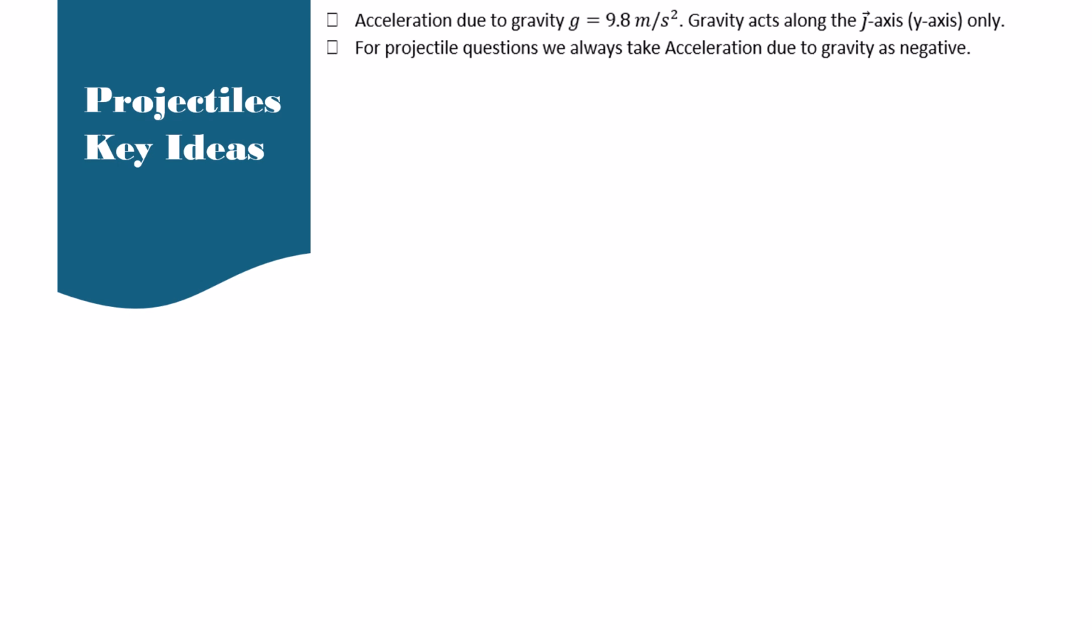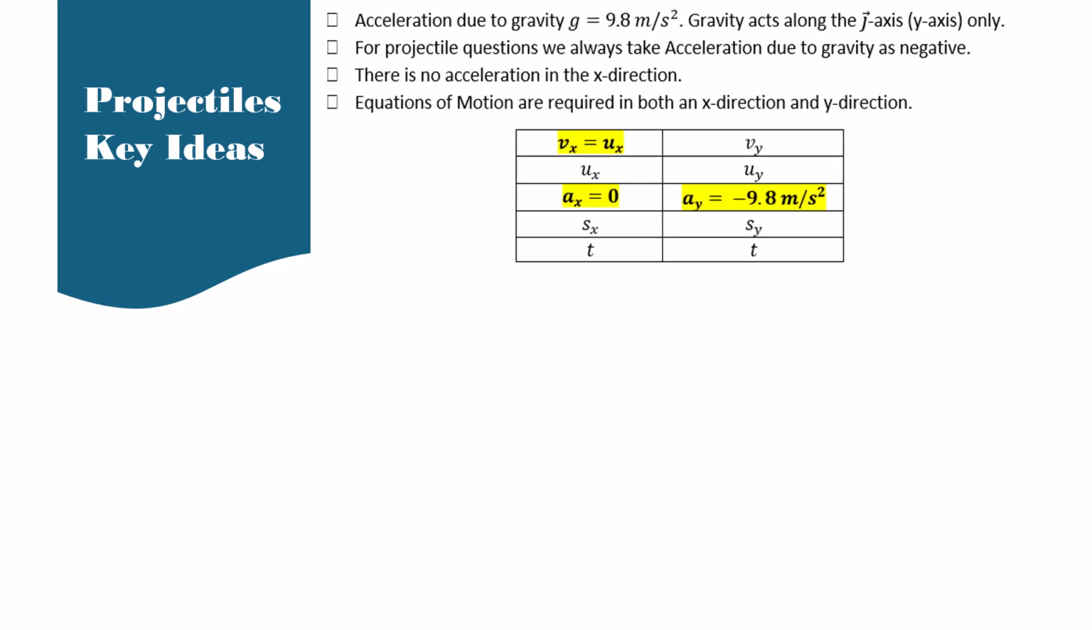There's only one example of a question where it was fired downwards. If something is fired even horizontally, gravity is still taken as negative. There's no acceleration in the x direction. And as soon as we begin our question, we start with our VUAST, and there's some key things that won't change. So before you even start the question, we'll be able to fill in our acceleration in the x direction is 0. Our acceleration in the y direction will be minus 9.8 meters per second squared. Because there is no acceleration in the x direction, that means Vx will be equal to Ux.